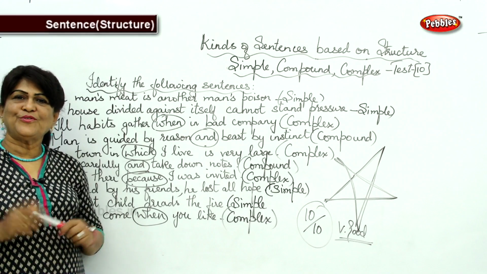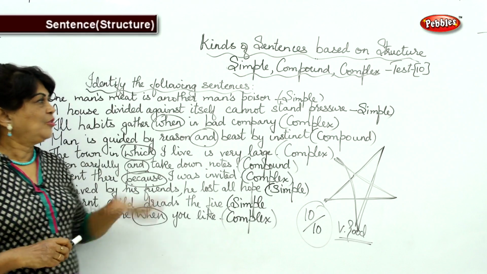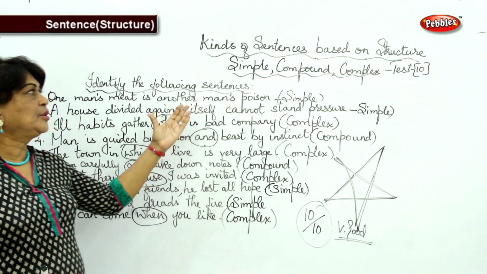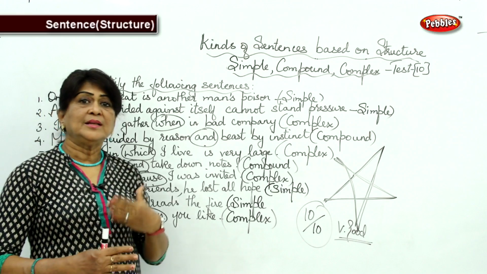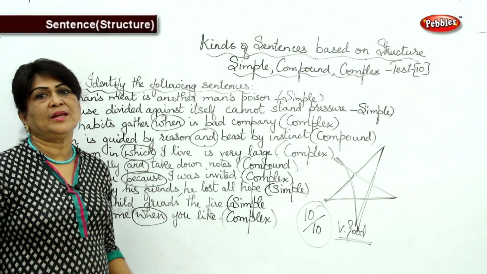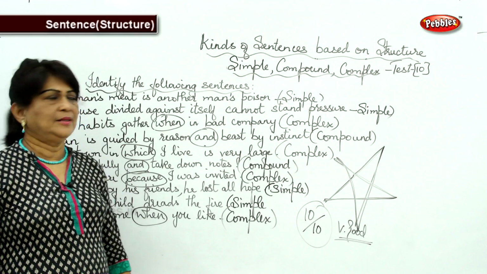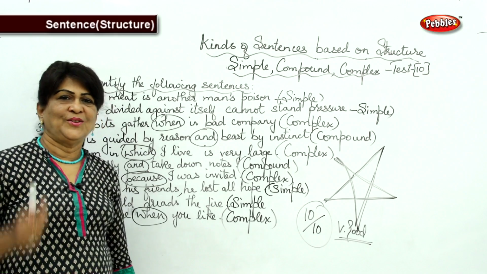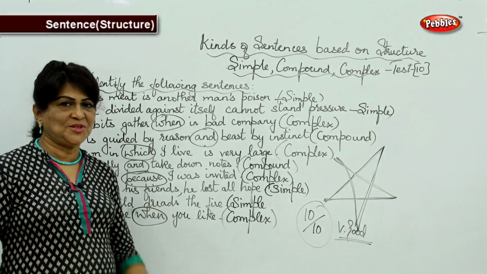I hope you have got full marks in this. Only if you know to identify these simple, compound and complex sentences, then it will be easier for you to transform one to the other, which we shall see in the next exercise. Have you all got this big star? Okay, great. You are the superstar of the day.